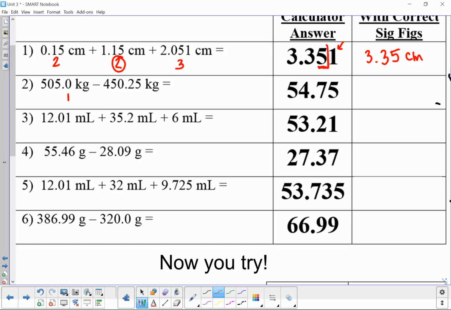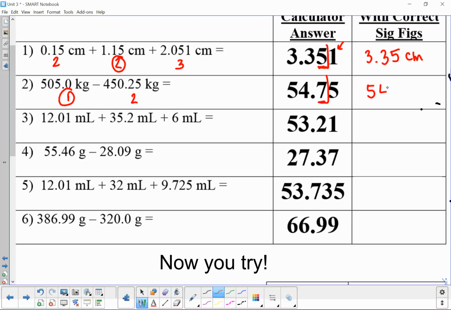So I have 1 sig fig after the decimal here, and 2 sig figs after the decimal here. We want the least amount, so I want my answer to have only 1 sig fig after the decimal. That is right here at this 7. So I'm going to chop my number right there.